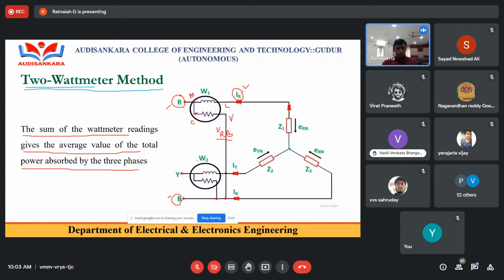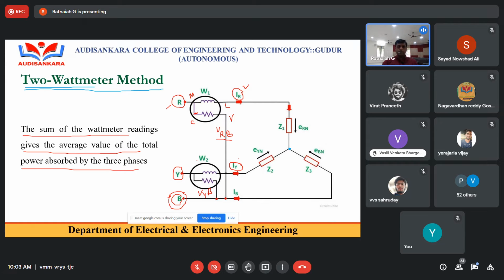What about the second wattmeter? The second wattmeter is connected to the Y phase, so the current through it is IY. The voltage of the second wattmeter, which is connected between Y and the same B, I am going to take as VYB. It is VYB.